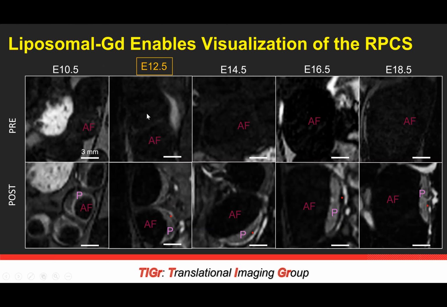Note here in my key that AF stands for amniotic fluid, which is just what we're using to denote the fetal compartment. And again, note in the pre-contrast images that the amniotic fluid and placenta are virtually indistinguishable. It's very difficult to see either of those, whereas after contrast is administered, the placenta, denoted by this pink P, is much easier to see. The red asterisk shows the band that we have for looking at this junctional zone, and you can see it clearer at day 16 compared to some of the other time points.